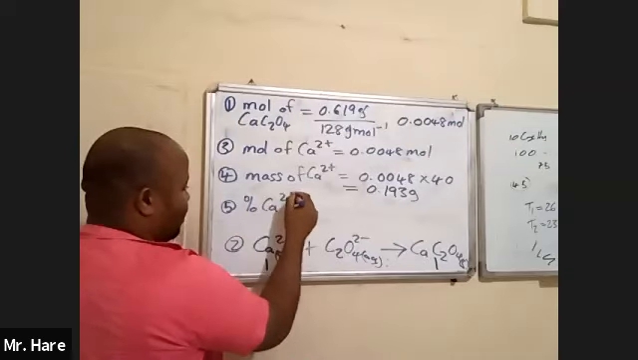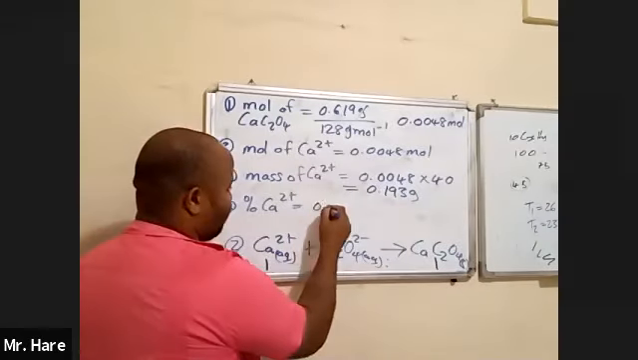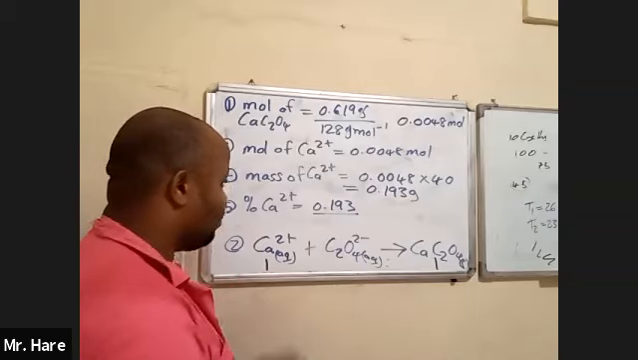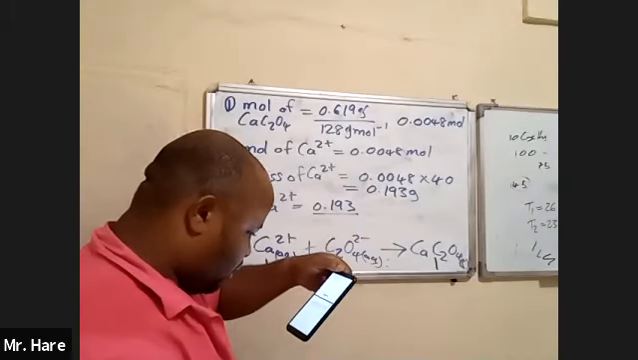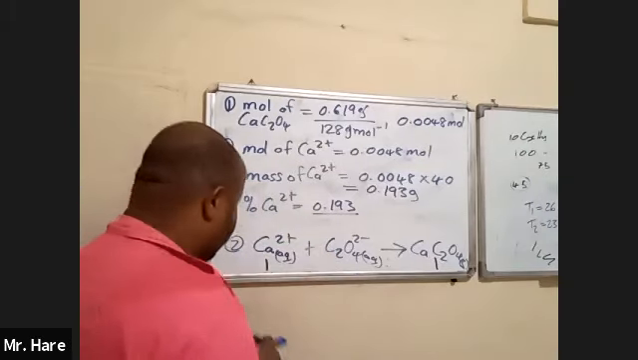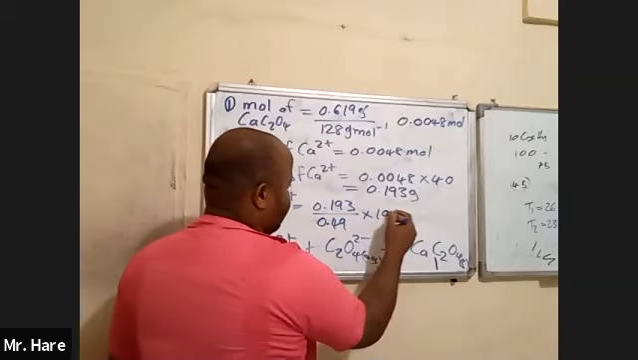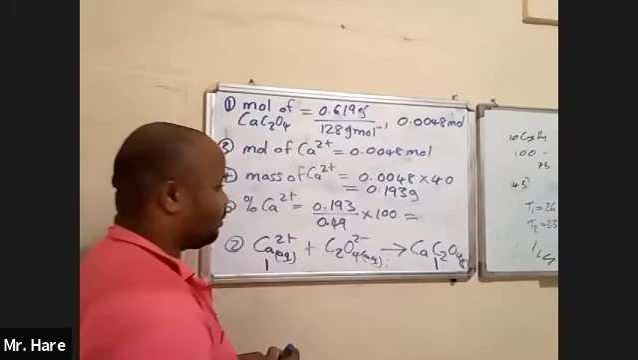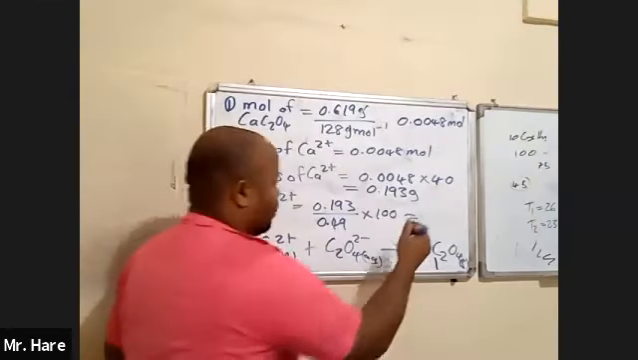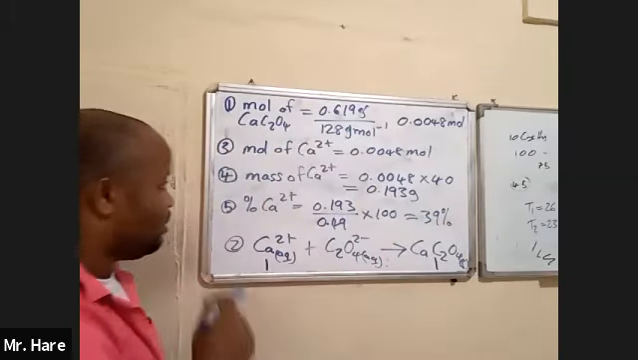So the final step now is to calculate the percentage. The percentage of calcium is the mass of calcium, that's 0.193, divided by the mass of the sample, and the mass of the sample was 0.496, times 100. What is the answer? 38.9. So we get 39%. And that is how we do it.